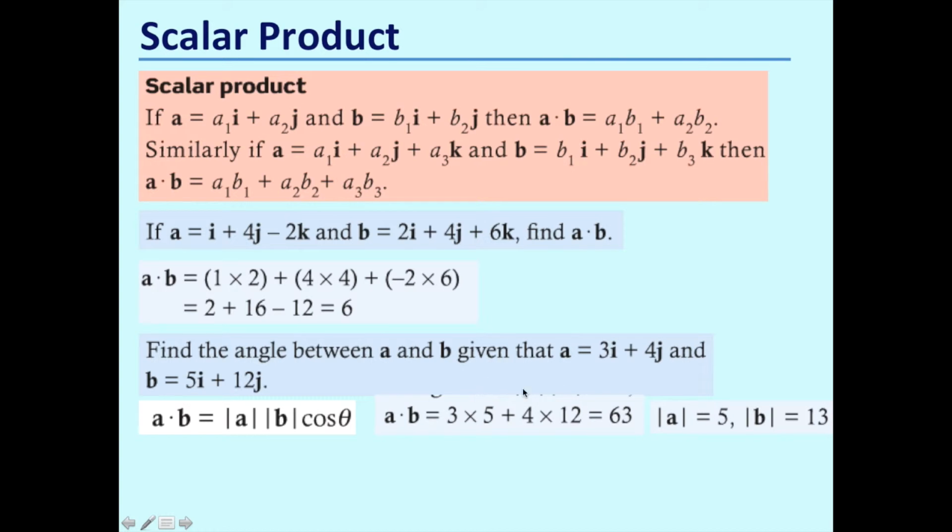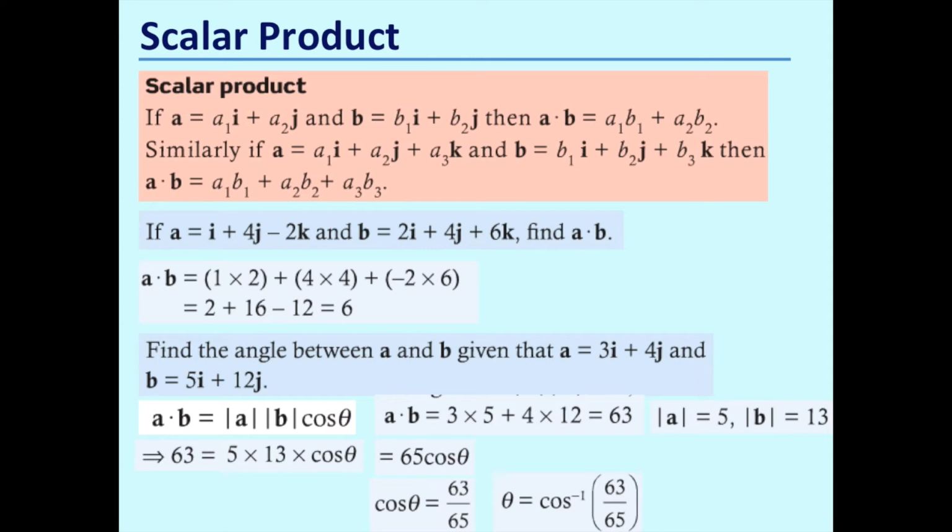Now we need to look at the modulus. Remember, this is the magnitude of vector A, so we're going to find that using Pythagoras. 3 squared plus 4 squared is going to be 25. Root 25 is going to give us 5, so that's where these come from. Now we know that the dot product, which we found here, is equal to the modulus of A multiplied by the modulus of B multiplied by cos theta, so we can rearrange that to give us cos theta, and then find the inverse of that to give us theta, which is going to equal 14.25.